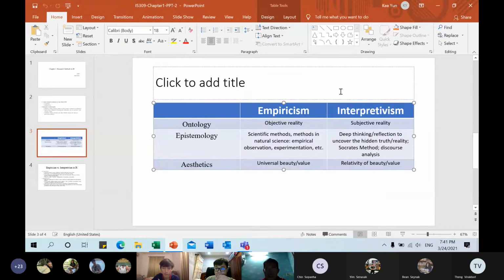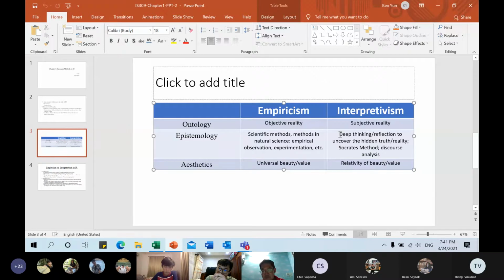Okay, so now you are clear, right? Empiricism, ontology, meaning the nature of reality. They believe that reality is objective, fixed, independent of the researcher's perception, and epistemology means the method to prove the knowledge, the knowledge production, or the method of proving the fact or the truth. They use the scientific method, or the methods of the natural sciences.